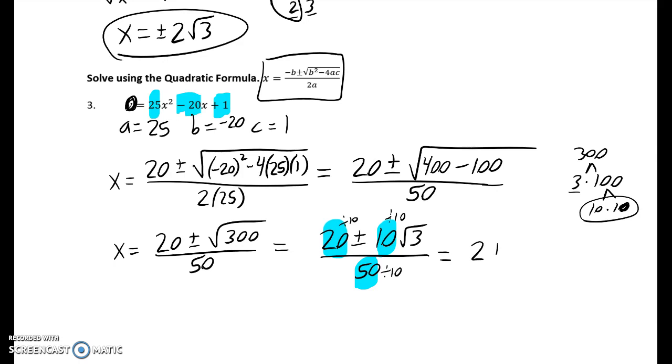20 divided by 10 is 2. 10 divided by 10 is 1, which I don't even have to write. The radical 3 remains untouched, and the bottom becomes 5. This 1, you don't have to write it if you don't want to. Just make sure that you have the square root of 3.